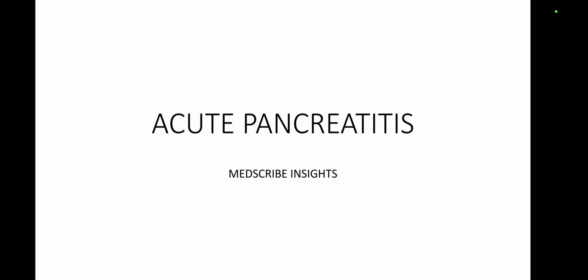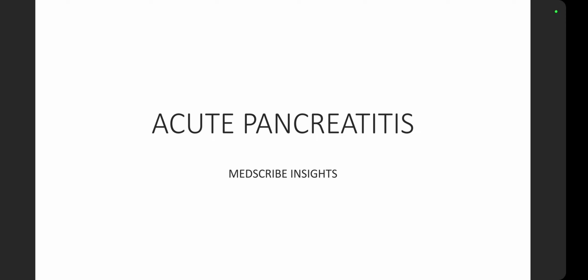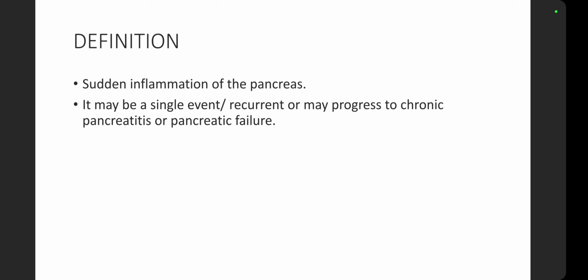Today we are looking at acute pancreatitis. This one is going for the students. So, by definition, this is sudden inflammation of the pancreas. When the pancreas is inflamed, we call that pancreatitis. It may be a single event or recurrent, or may progress to chronic pancreatitis or pancreatic failure.